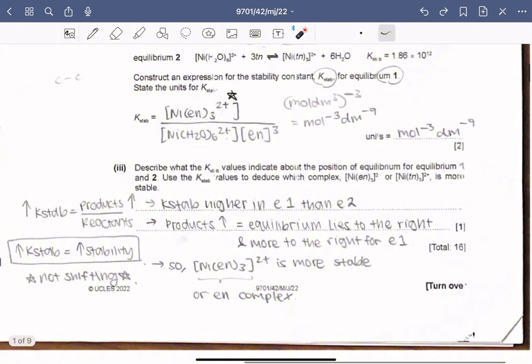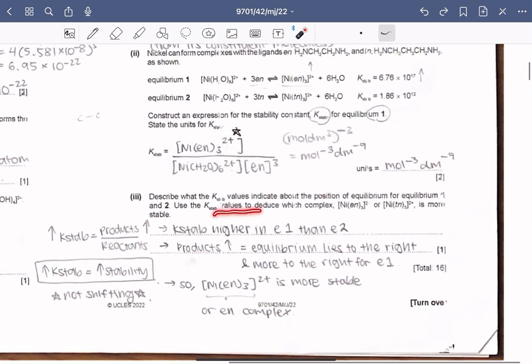Next, describe what the K-step values indicate about the position of equilibrium for equilibrium 1 and 2. Use the K-step values to deduce which complex is more stable. So K-step is higher in equilibrium 1 than equilibrium 2. Because K-step is proportional to the products, the equilibrium lies to the right, and more to the right for equilibrium 1.